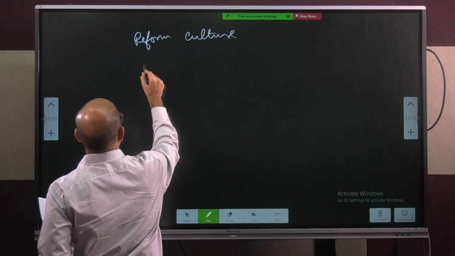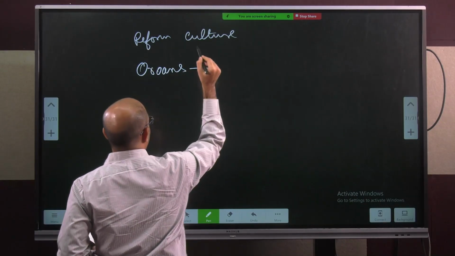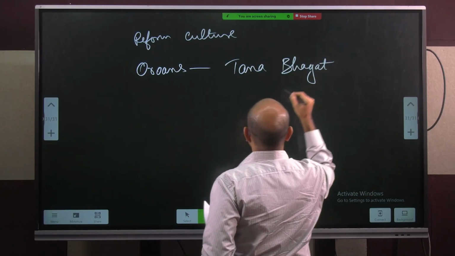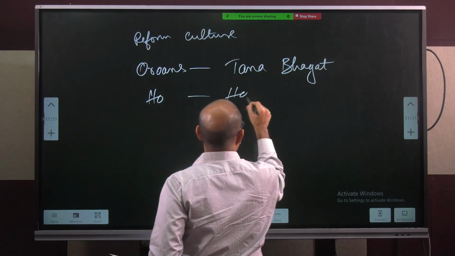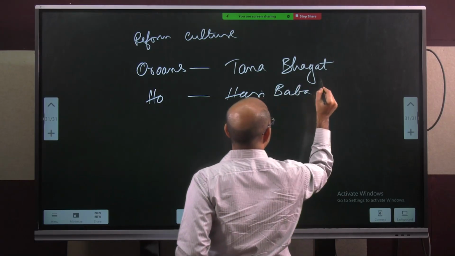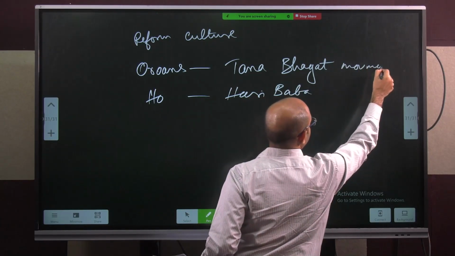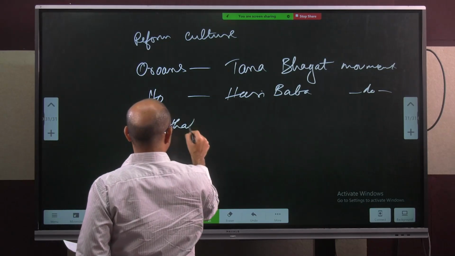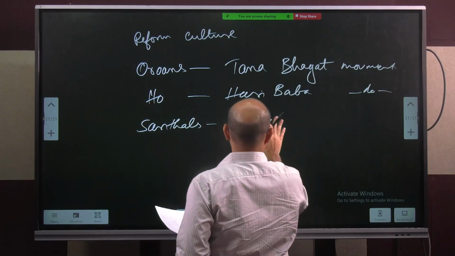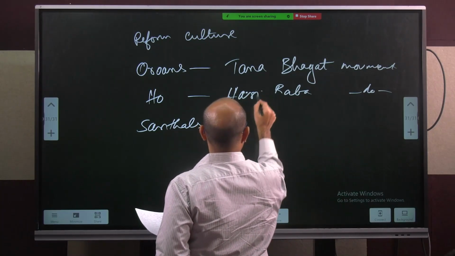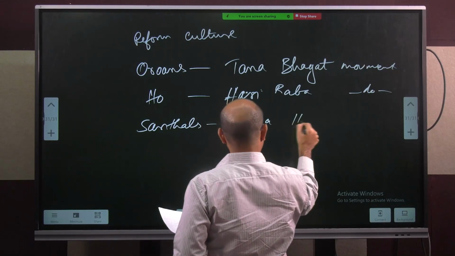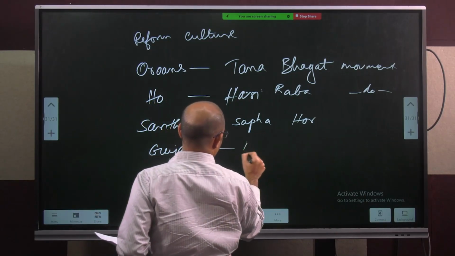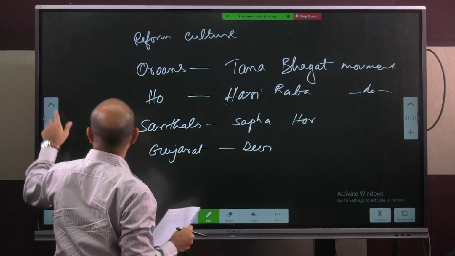And this cultural reform movement took different turns. Among the Oraons, the famous example is the Tana Bhagat movement. Among the Hos, it is called the Haribaba movement. Among the Santals, it is called the Safa Har movement, and in Gujarat it is called the Devi movement. That is the essence of Sanskritization movements.